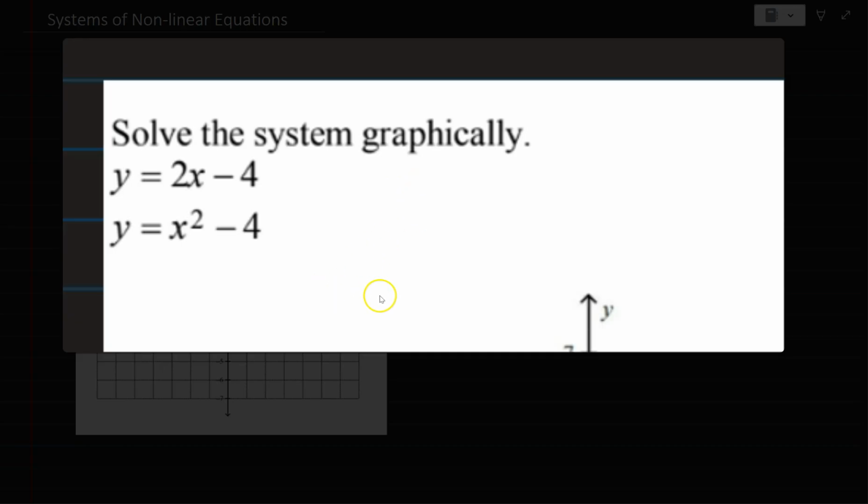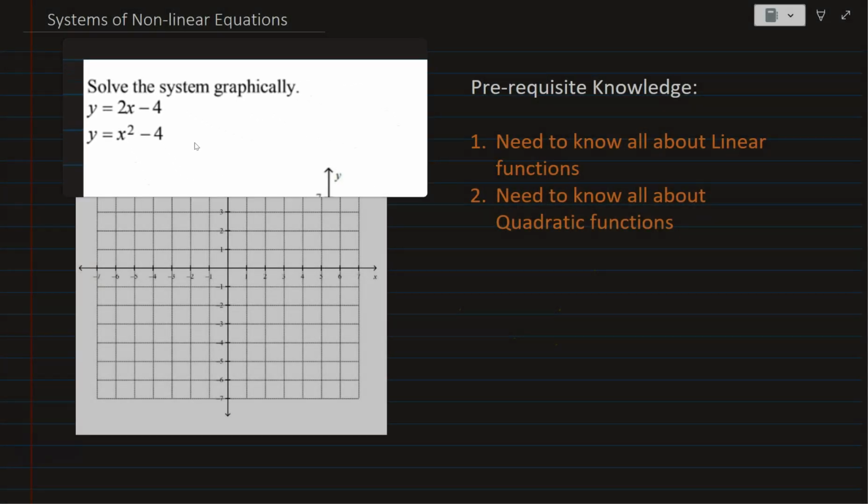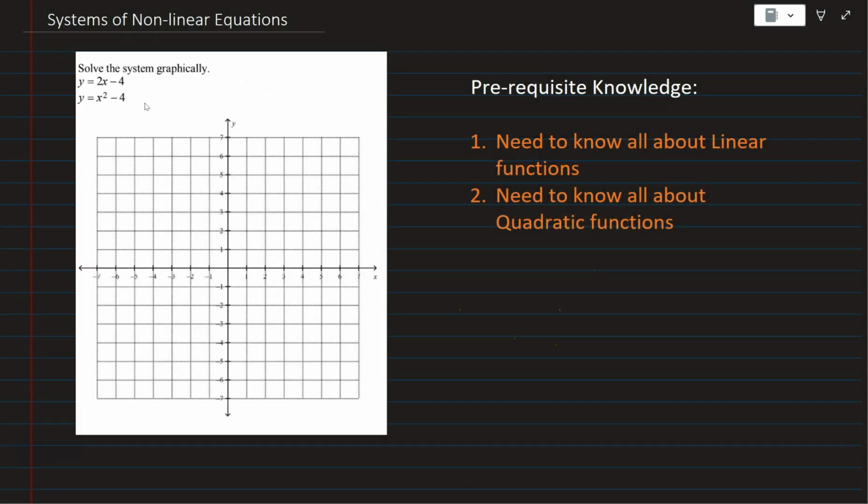The first example is a linear quadratic system, but it could be any two relations or functions, or a relation and a function. You can have a system and you can go ahead and solve. So let's go ahead and solve this. And the question is, solve this system graphically.